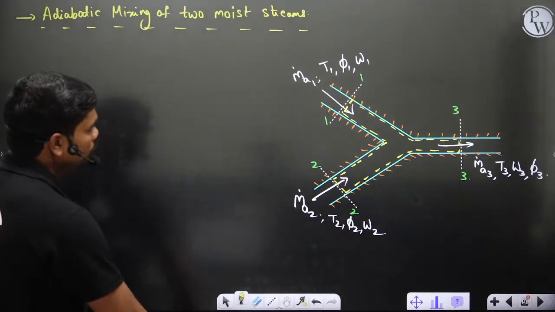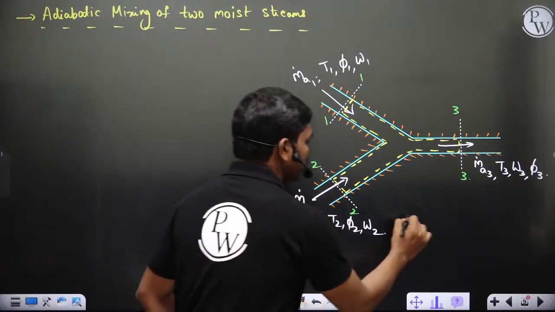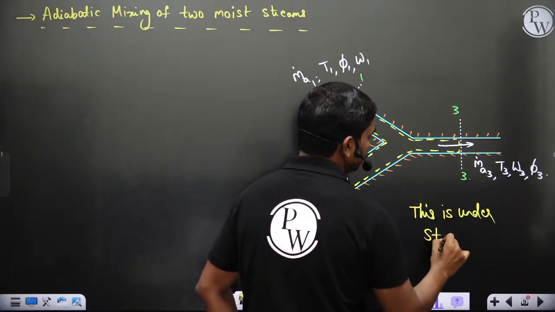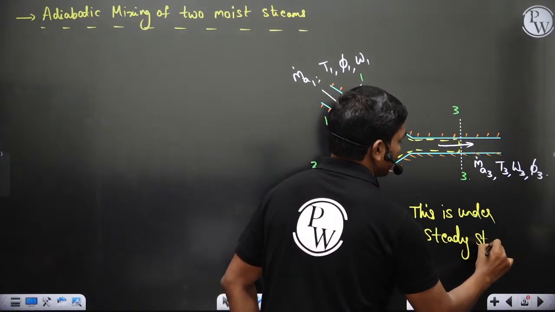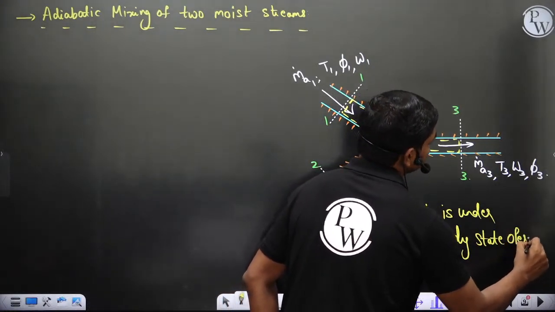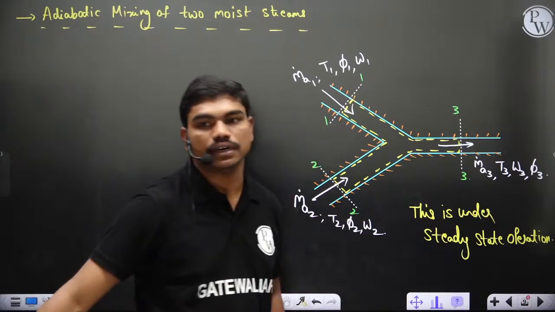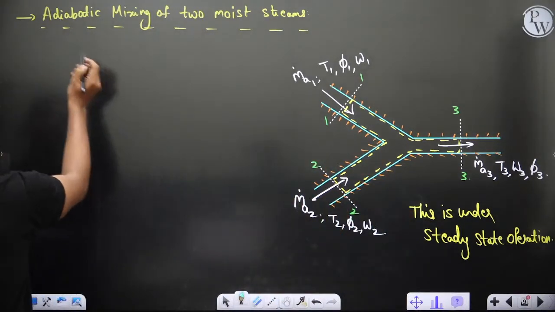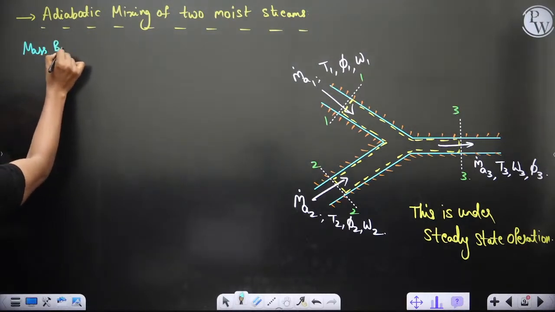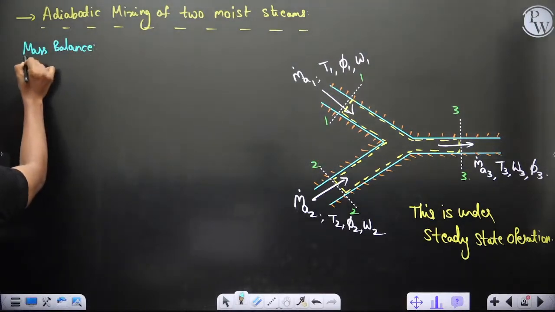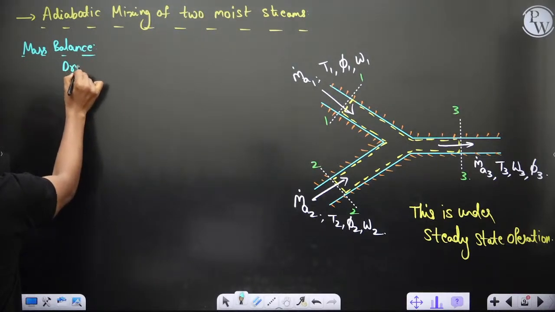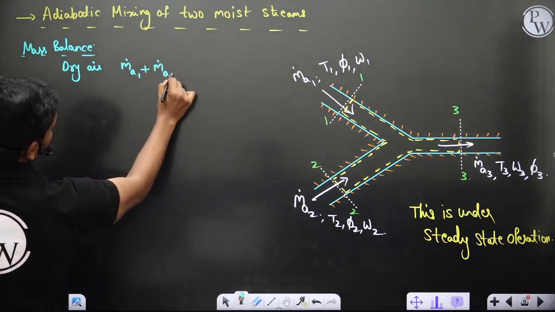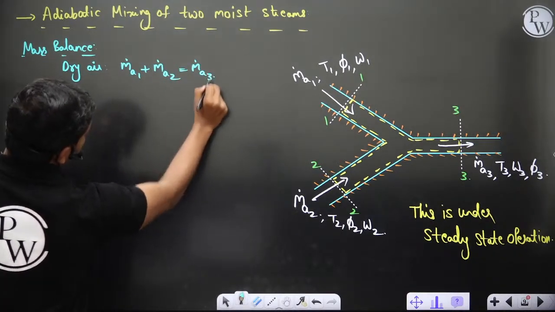Now if that's your control volume and this device has to operate under steady state, let's see what we can talk about. First of all, if you apply mass balance for dry air, you have m dot a1 plus m dot a2 equal to m dot a3, correct? This is m dot a3.